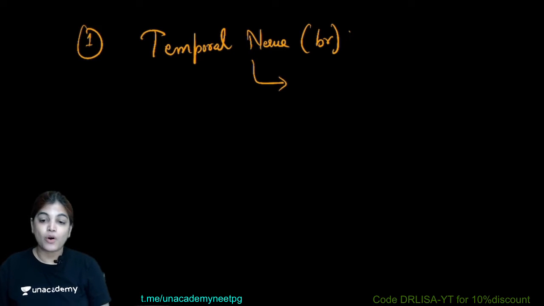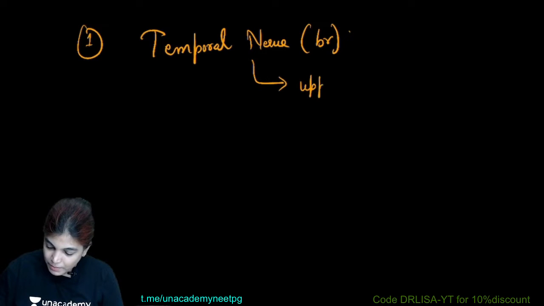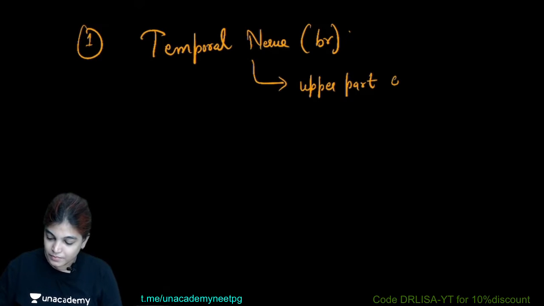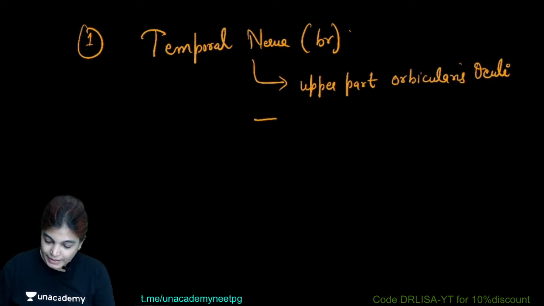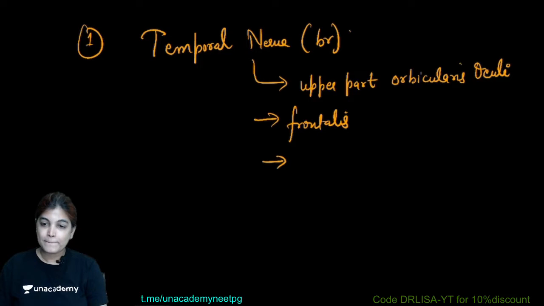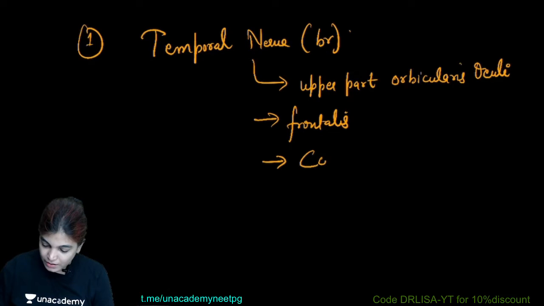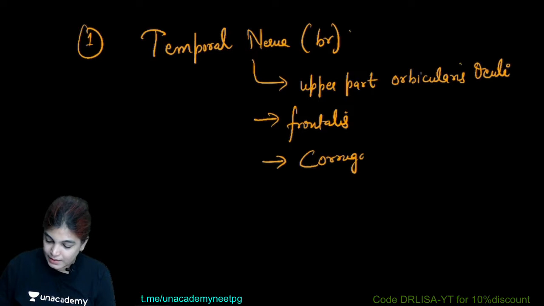It is innervating the following muscles. It is innervating the upper part of orbicularis oculi, frontalis, that we have seen in the diagram also, it is innervating the frontalis muscle, and it is innervating the corrugator supercilii muscle.